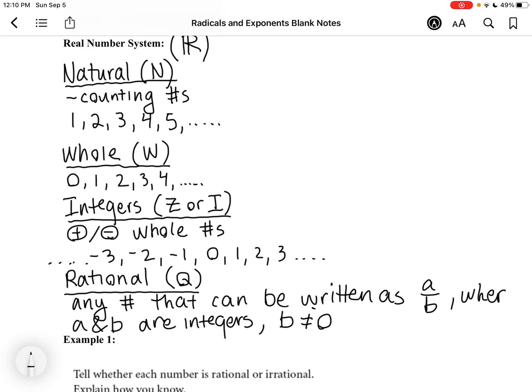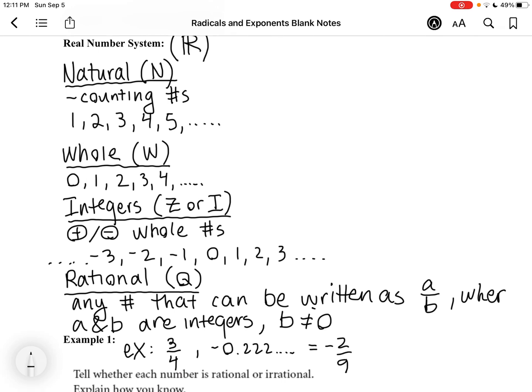Okay, so some examples would be something like 3 over 4. That's obviously a fraction. 3 and 4 are both integers. Something like negative 0.222, etc. Okay, so when you have a repeating decimal, all repeating decimals can be written as fractions. This is actually equal to negative 2 over 9.